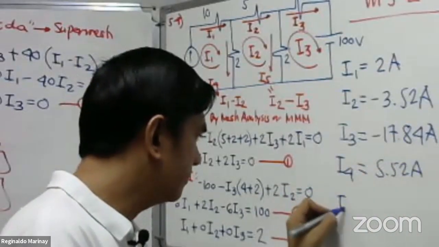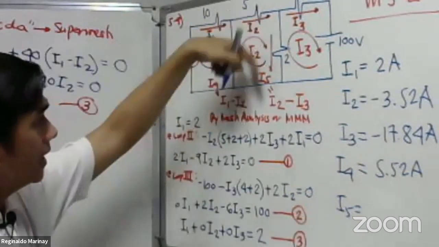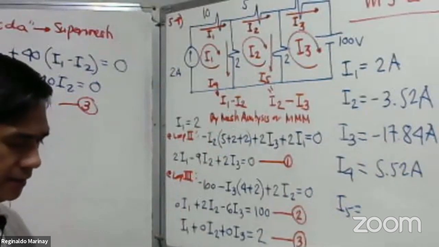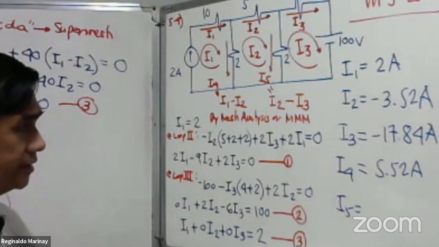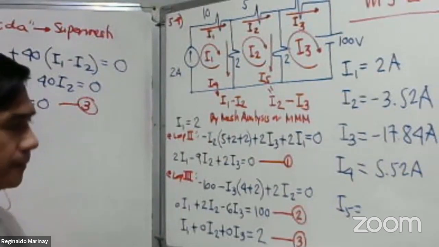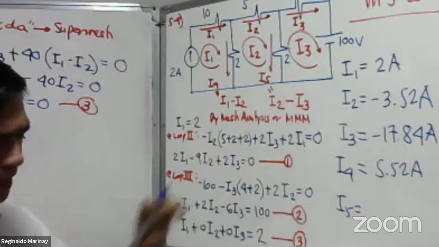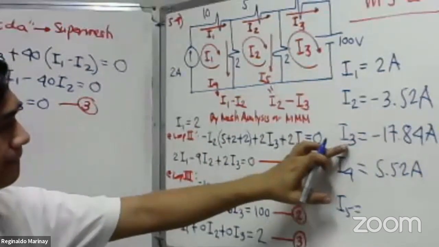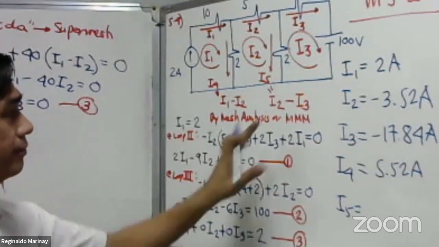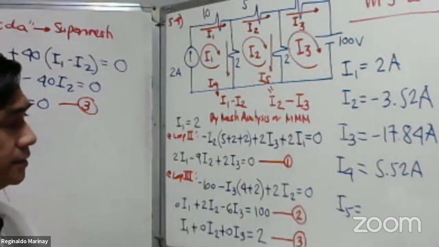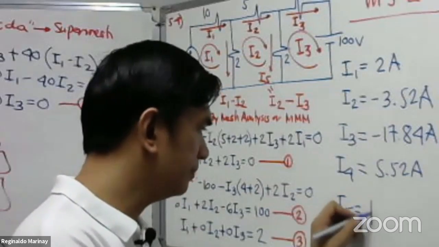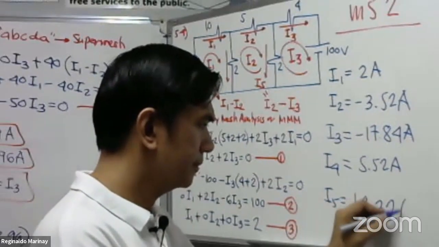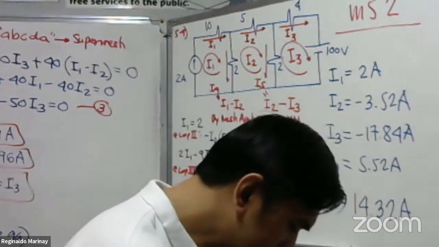Then for our I sub 5, our I sub 5 is I sub 2 minus I sub 3. So we have here our I sub 2, which is negative 3.52. Then this is minus I sub 3. Minus, minus, it will become plus, right? So we have 17.84 equals. So that will be 14.32 amperes. Okay, so that will be our answer.